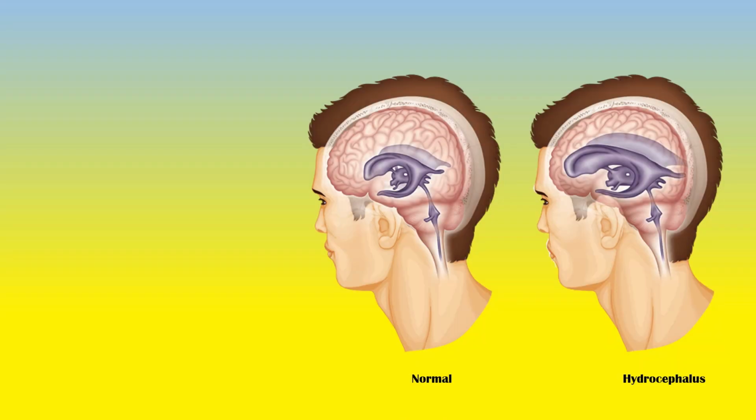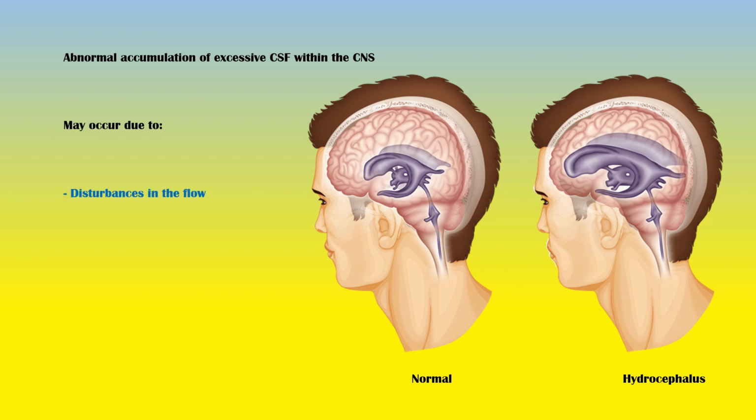Hydrocephalus is a condition characterized by accumulation of excessive cerebrospinal fluid within the central nervous system. It may occur due to a disturbance in the flow of CSF, defective absorption, or increased production of the cerebrospinal fluid. Before starting the discussion on hydrocephalus itself, it is important to recall the basic anatomy of the ventricular system and the flow of cerebrospinal fluid.